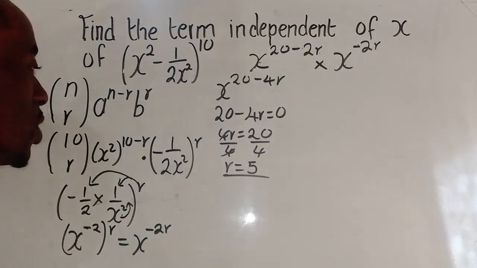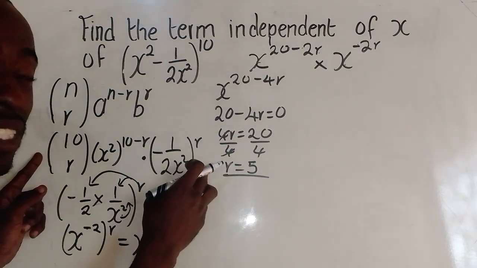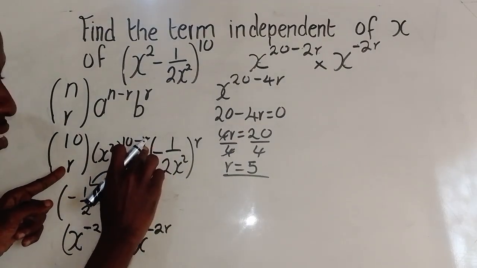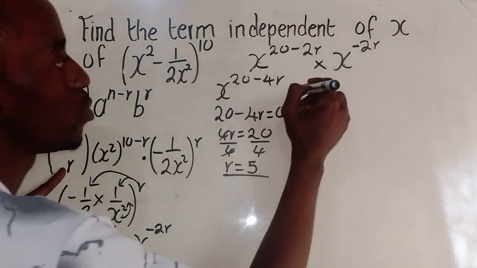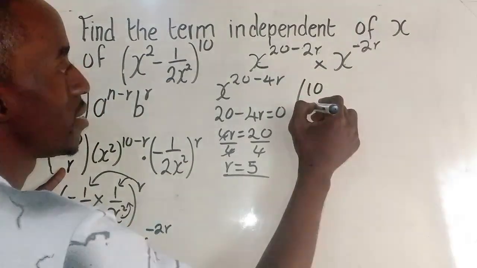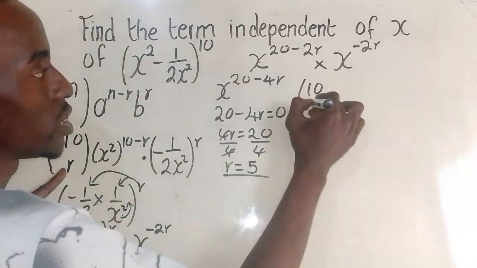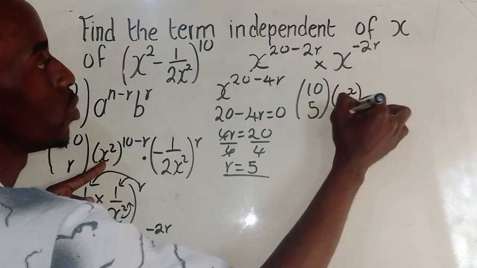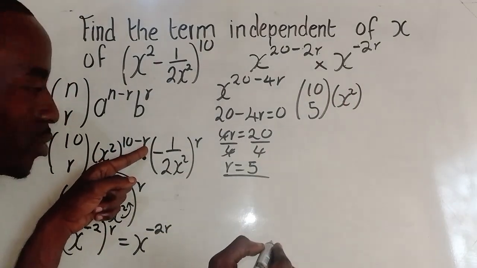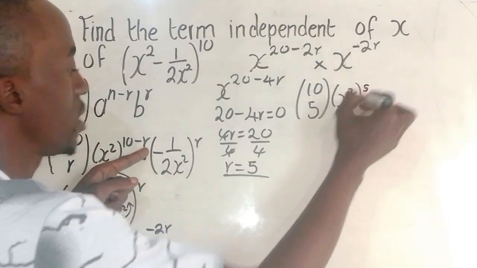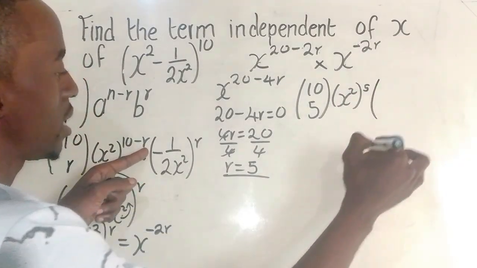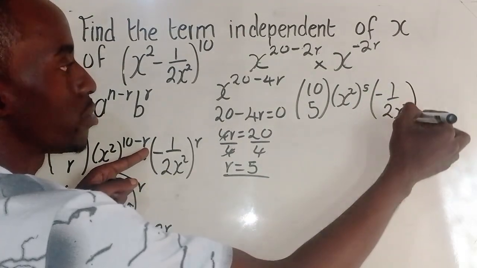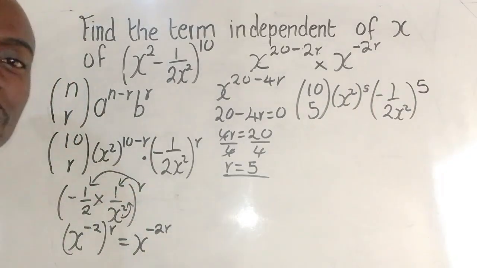Now the next part is you go back to your equation, this equation which is here. Where there is r you put 5, even here you put 5, even here you put 5. So it will be like this. It will be 10, then here where there is r you put 5, the one you solved. Then here x to the power 2, and then 10 minus 5, which is going to give me 5. Then you open: negative 1 over 2x squared, and then close the bracket to the power 5. I hope you are following.